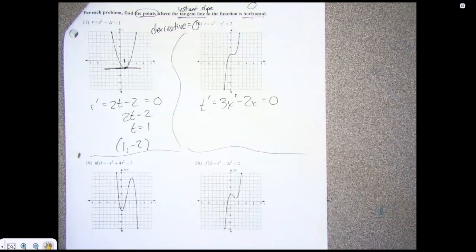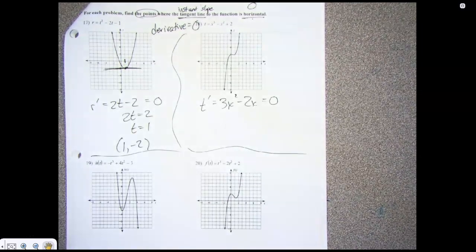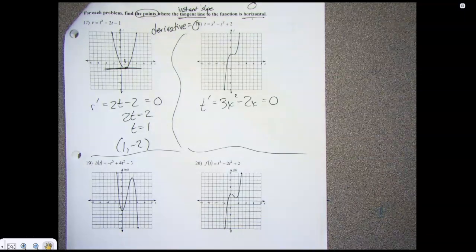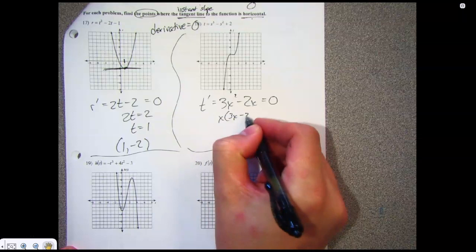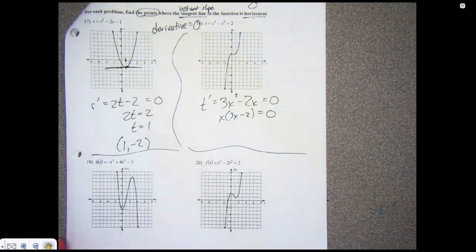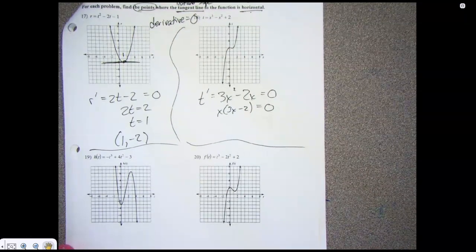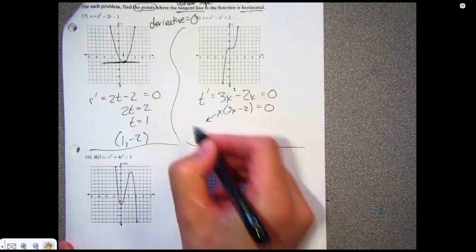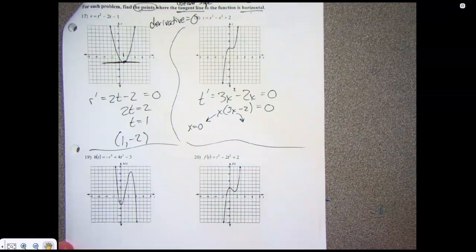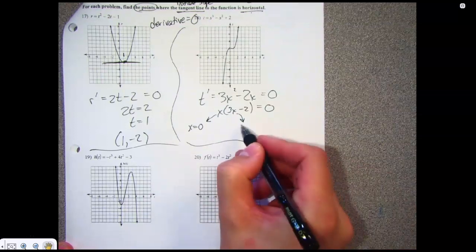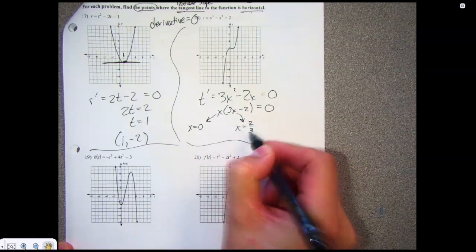Some of you might not have solved this correctly. What would you do to solve this? True or false, I would add 2x to both sides. False. If you do that, you're going to end up canceling out an x and you'll lose one of your answers. So factor. I can take an x out of both of those, and then solve both pieces. So that just gives you x equals 0. And this piece gives you x equals 2/3.